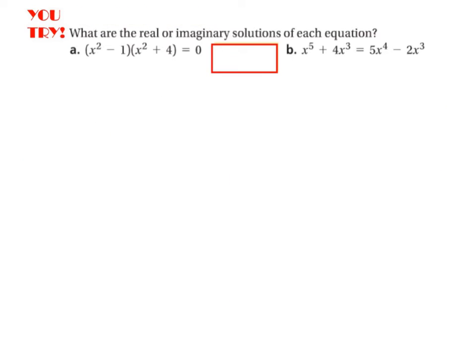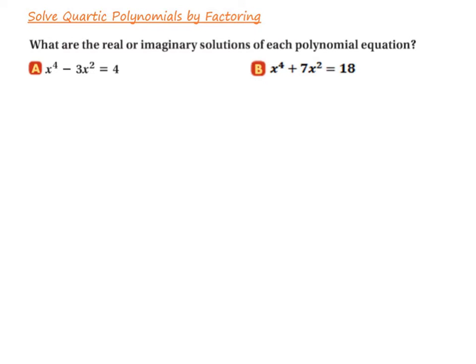Anyway, so here is the Try It problem, which you need to write in your notes in order to get credit. Okay, now what are the real or imaginary solutions of each polynomial equation? So this is when we have a quartic polynomial. This is going to work similar to what we've done before. We're going to start by subtracting 4 from both sides, so we get x to the fourth minus 3x squared minus 4. And what we can actually do is go ahead and factor it. Before, when we had quadratics, we'd take that x squared and we would split it into x and x.